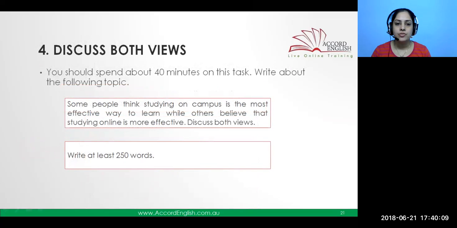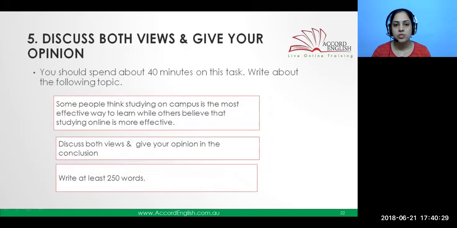The next one is discussion of both views. Some people think studying on campus is the most effective way to learn, while others believe that studying online is more effective. So they have asked you to discuss both views. You can get even these types of questions.